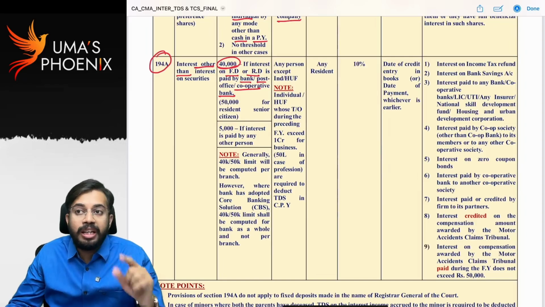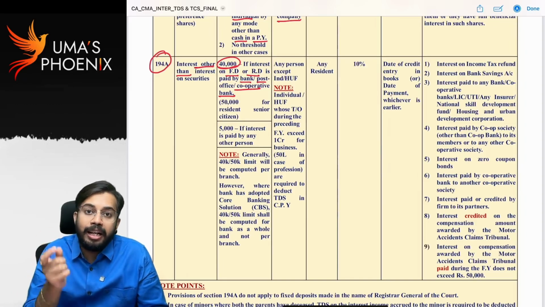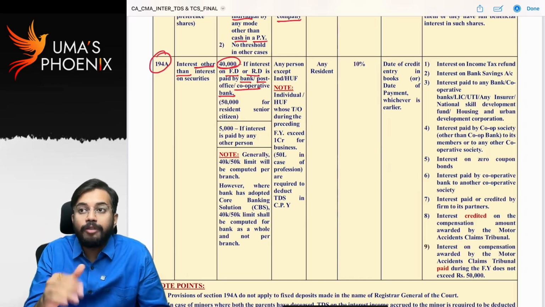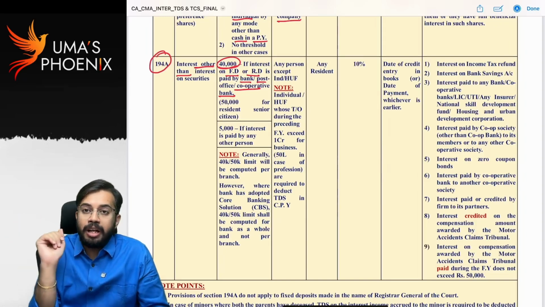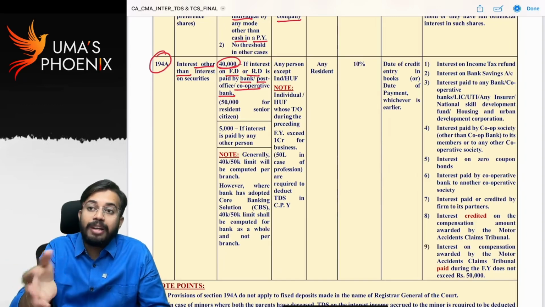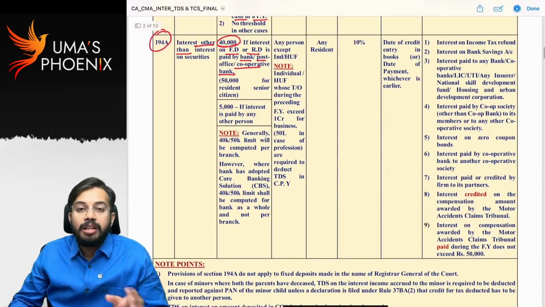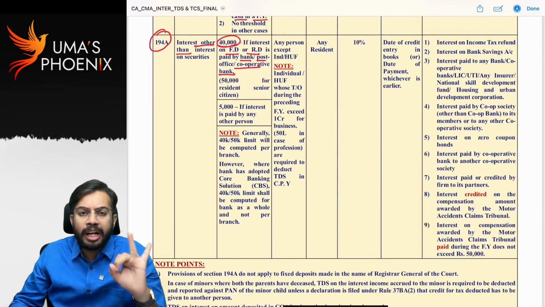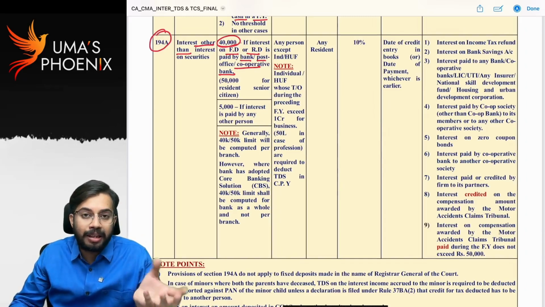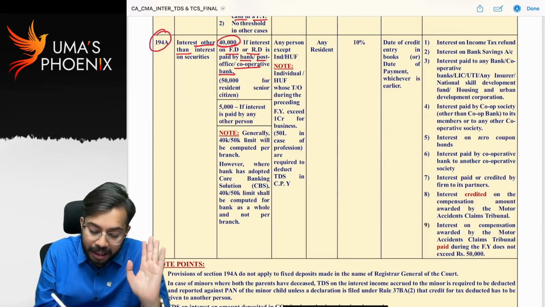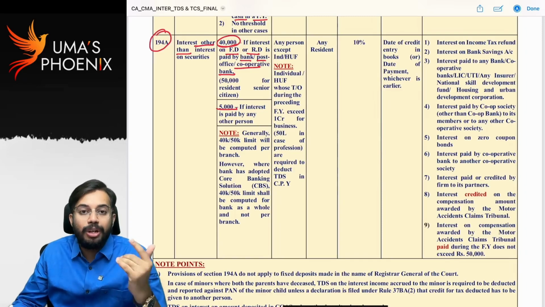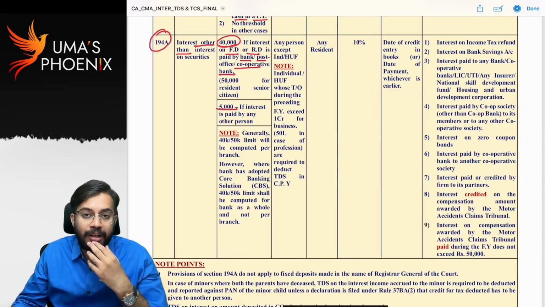If interest is paid to a senior citizen or very senior citizen, then the threshold limit is 50,000 rupees. That means if a bank is paying interest on fixed deposit to a senior citizen and the amount of interest is up to 50,000, no TDS is required to be deducted. If the interest paid exceeds 50,000 for a senior citizen by a bank, then the bank is required to deduct TDS. Is it clear? Next. Only for fixed deposit and recurring deposit paid by a bank, post office or cooperative bank, the threshold limit of 40,000 or 50,000 is applicable. If interest is paid by any other person or in other cases, the threshold limit is 5,000. If the amount of interest paid is up to 5,000, no TDS is required to be deducted. Otherwise, TDS is required to be deducted.